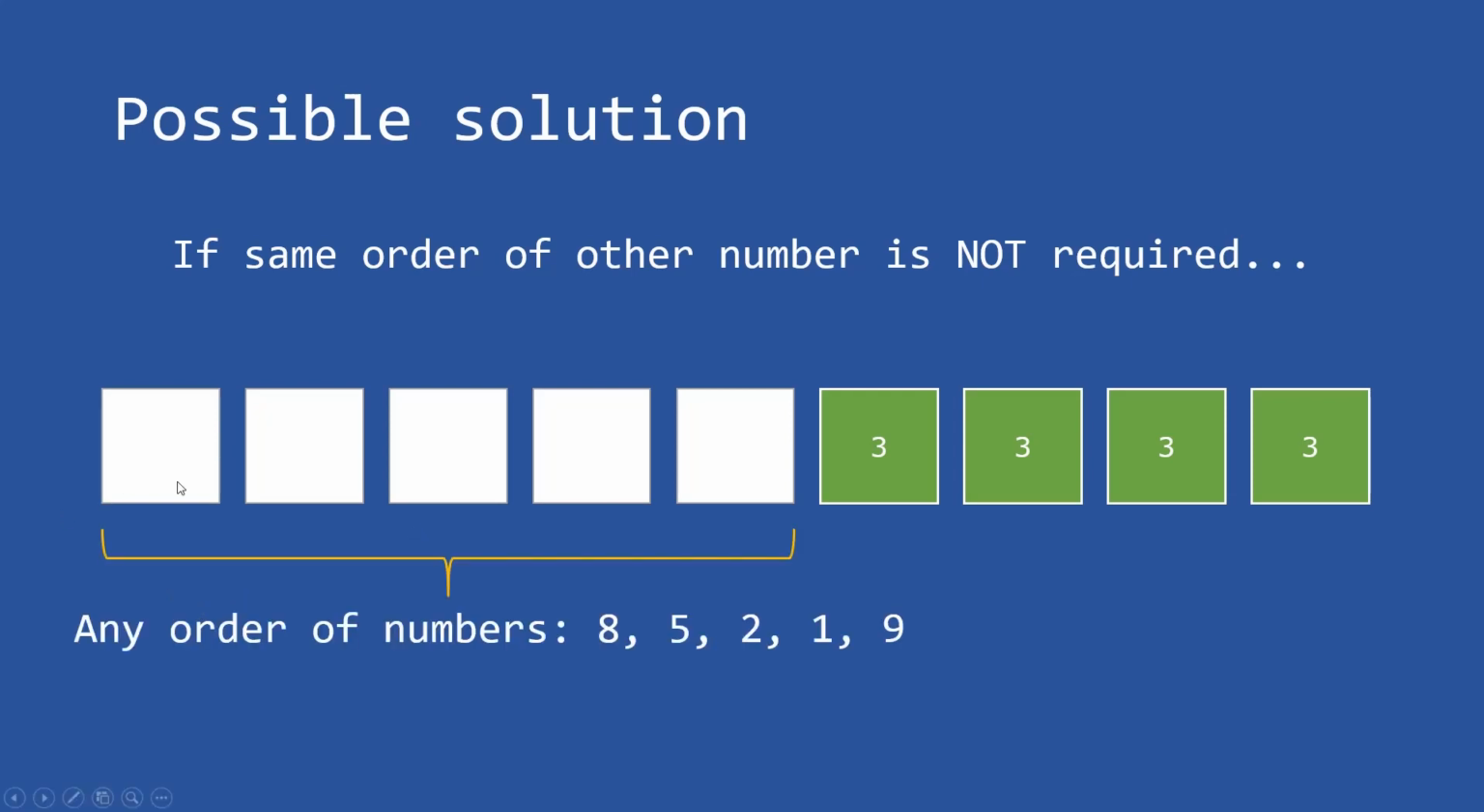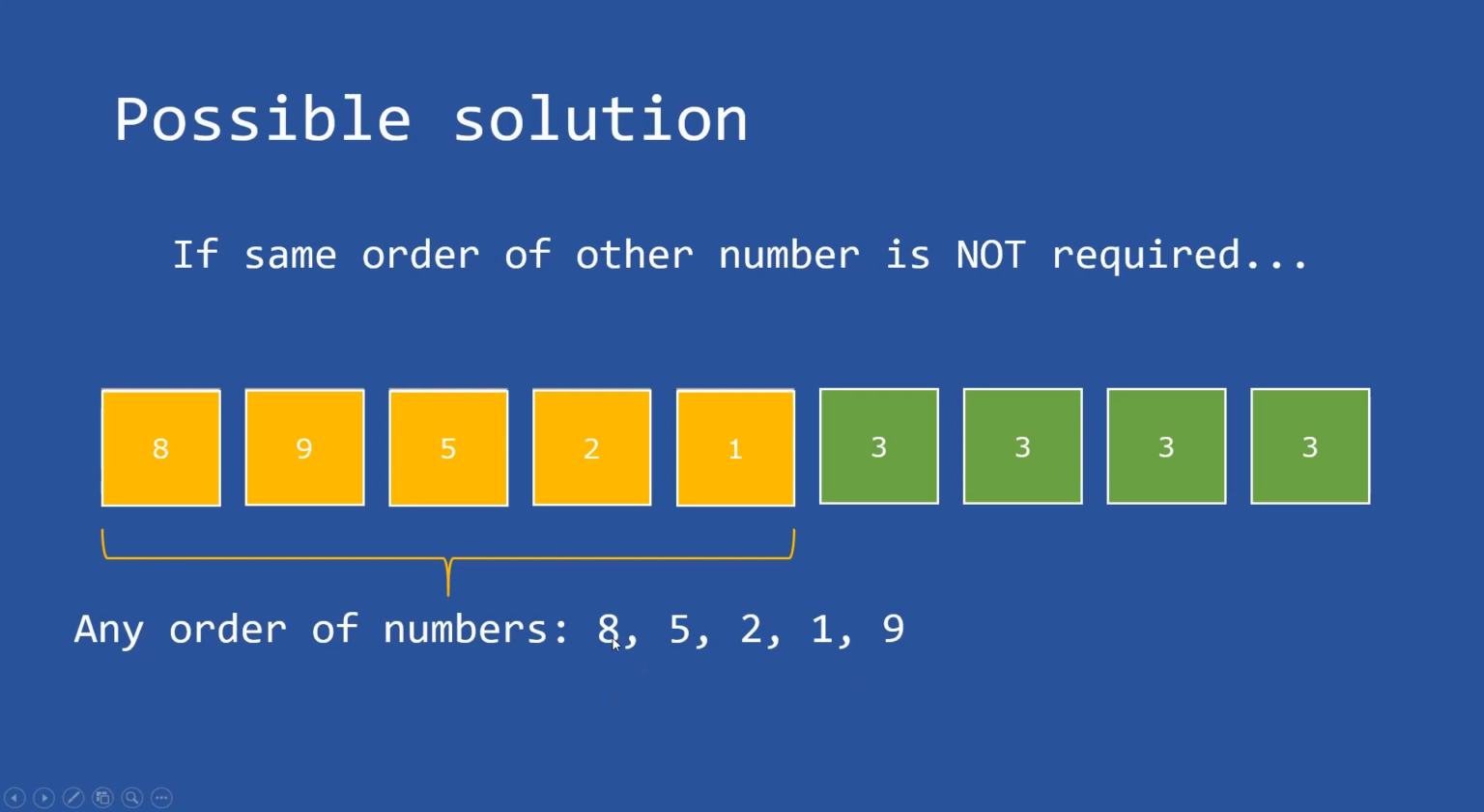So for example, in the given example, the numbers that are not 3 are 8, 5, 2, 1, 9. In the beginning part of your solution, any possible permutation of these numbers could be present, and that would be your solution basically. So for example, one such solution is 8, 9, 5, 2, 1, and here you can see that 9, 5, 2, 1 have changed their relative position. They are no longer in the same order as they were present in the original array. So this is one sample solution where order is not maintained.